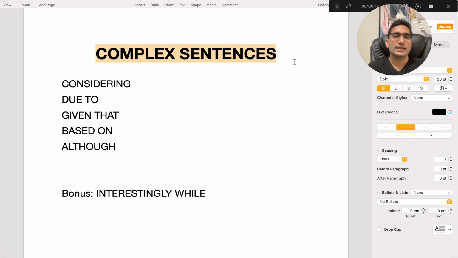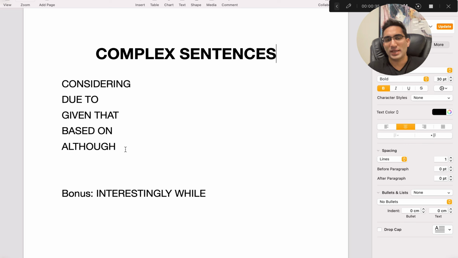Now, a complex sentence is very simple to understand, actually. It is basically a sentence that is broken into two parts. That's it, okay? And I'm not saying by saying and or but, but by using special wordings that will break the sentence into two or more parts.